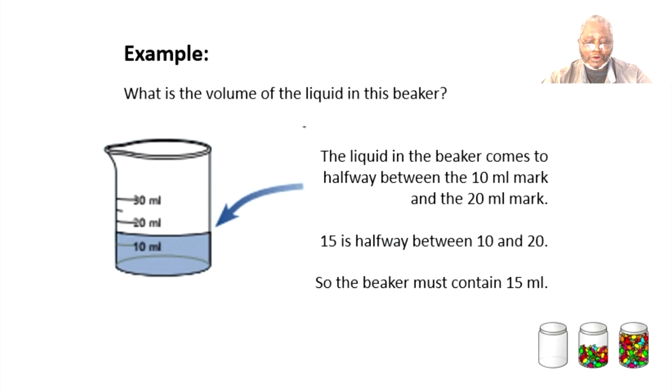Example, what is the volume of the liquid in this beaker? The liquid in the beaker comes to halfway between 10 ml and 20 ml. So 15 is halfway between 10 and 20. Therefore, the beaker contains 15 ml of liquid. You see how we use measures now.